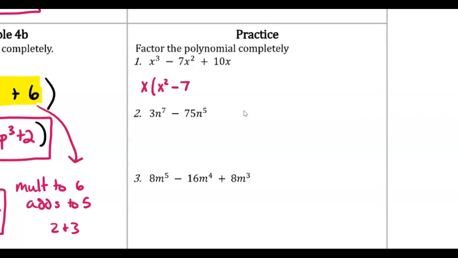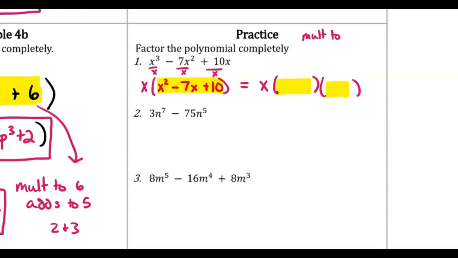So it gets x squared minus 7x plus 10. And that's because I divided everything by x. And so then that factors very nicely. If you look at that inside the parentheses right here, it's going to make this parentheses and this parentheses. So it multiplies to 10 and adds to negative 7. And so that's going to be negative 5 and negative 2.